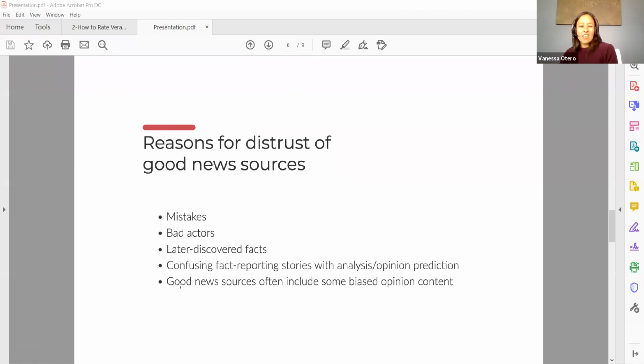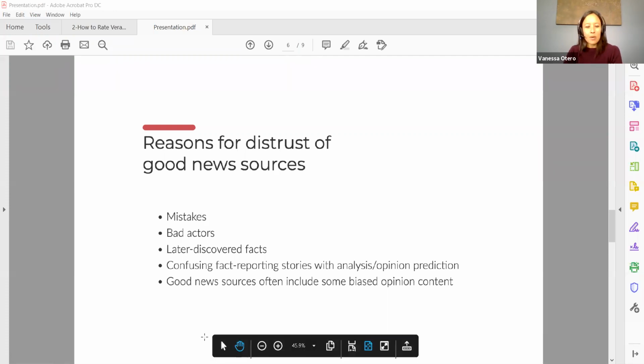And then I just touched on this. Good news sources often include some biased opinion content, and it's very influential. Like the New York Times and Washington Post and Wall Street Journal have large opinion sections, and those are biased, and they are just opinion, and they are not reporting. And I think that's a defect in our current news environment. But I'll save that soapbox for another day.